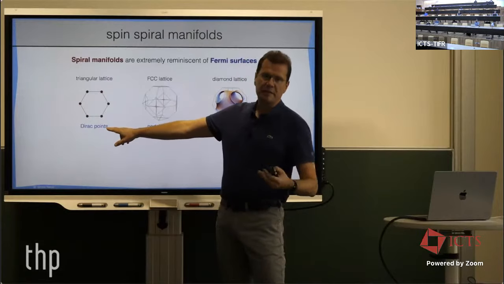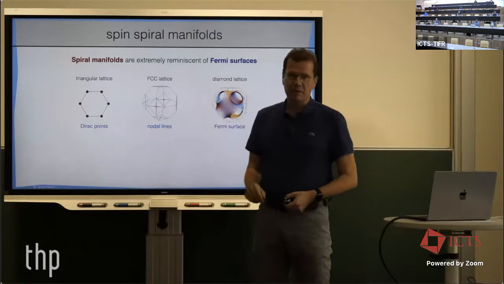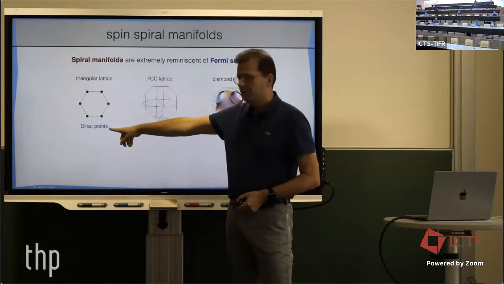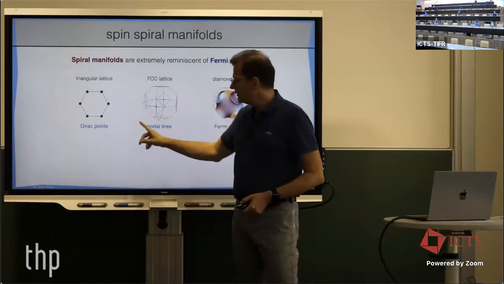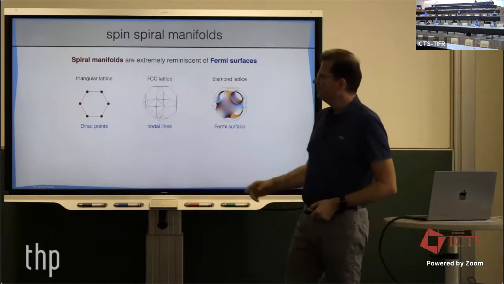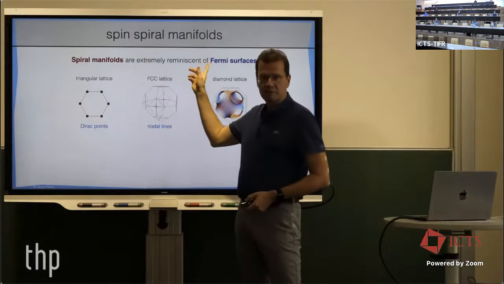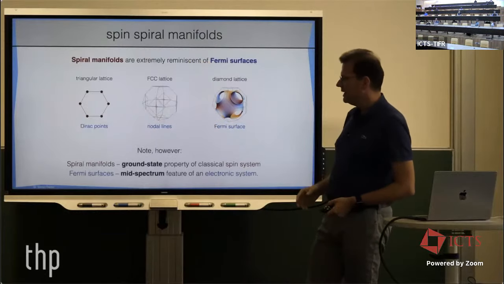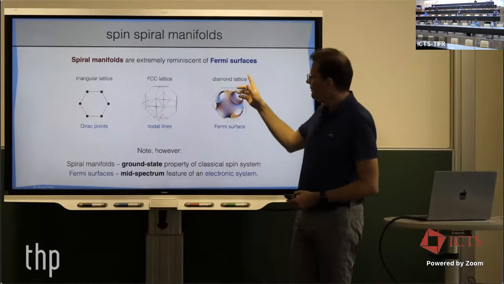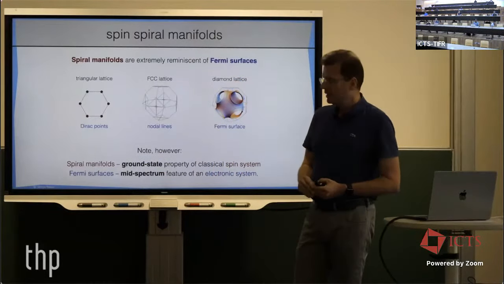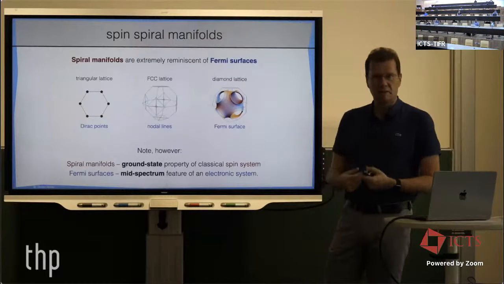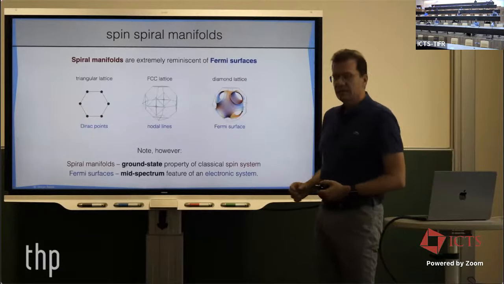If we make that connection to metallic states, then the 120 degree order of the triangular lattice is reminiscent of Dirac points. So points, lines, surfaces are all possibilities here. There's really a striking connection between spiral manifolds and Fermi surfaces. However, we have to acknowledge that these spiral manifolds are ground states of some classical spin model, while Fermi surfaces are typically a mid-spectrum feature in electronic systems. But this is precisely what we can now capture within the supersymmetry approach that I just introduced.